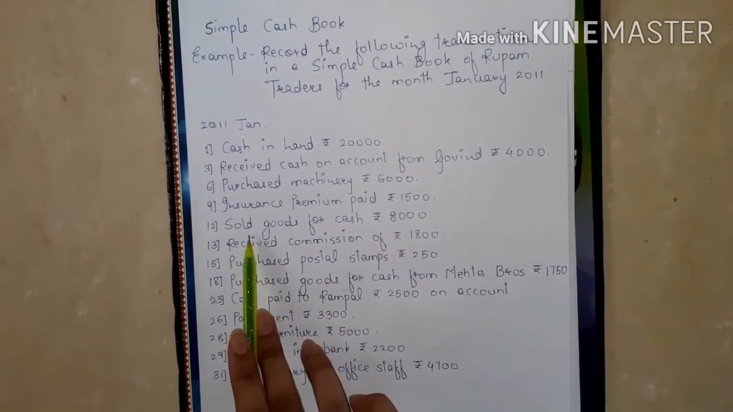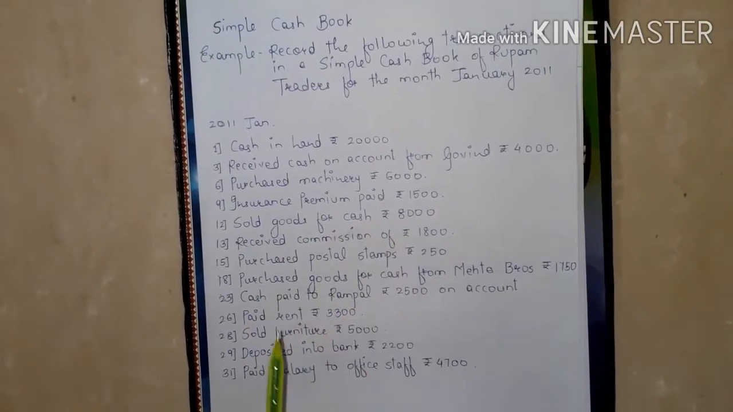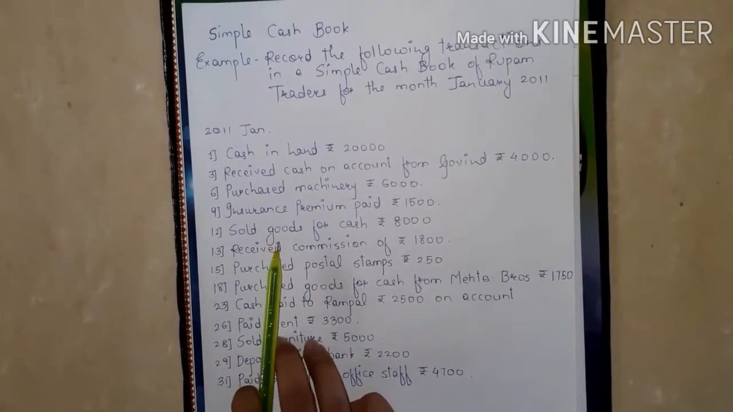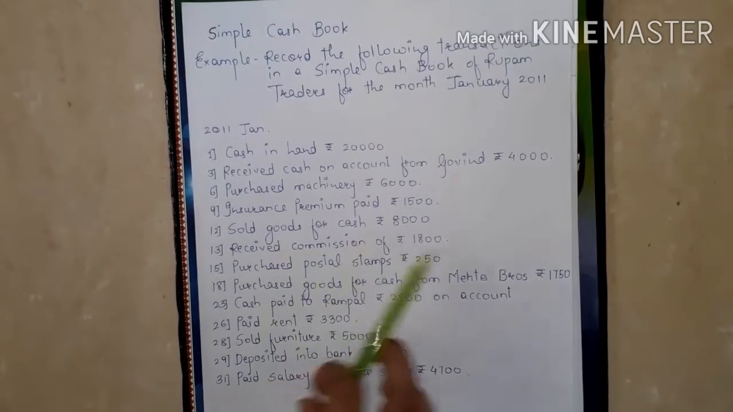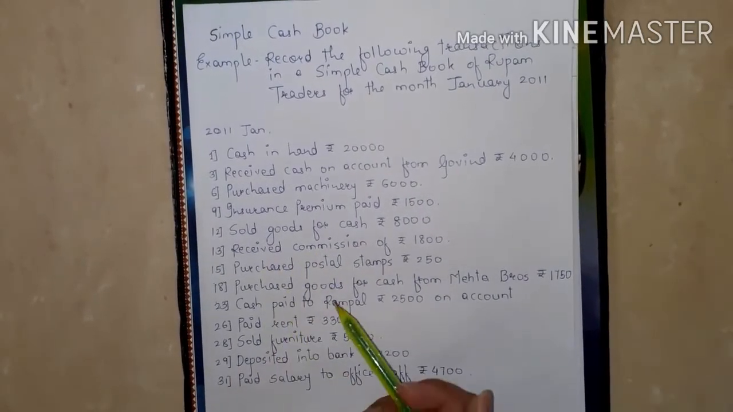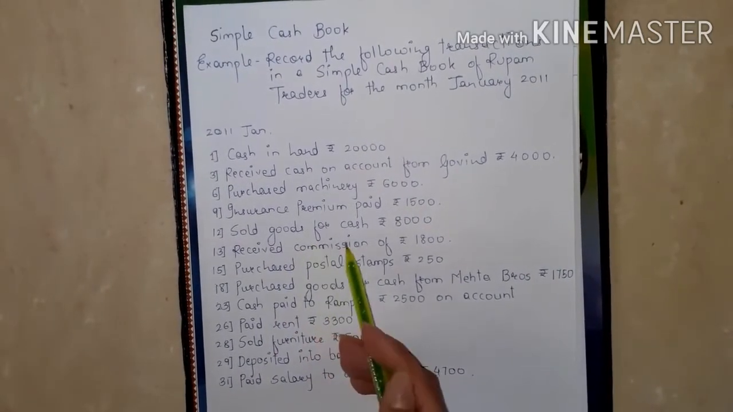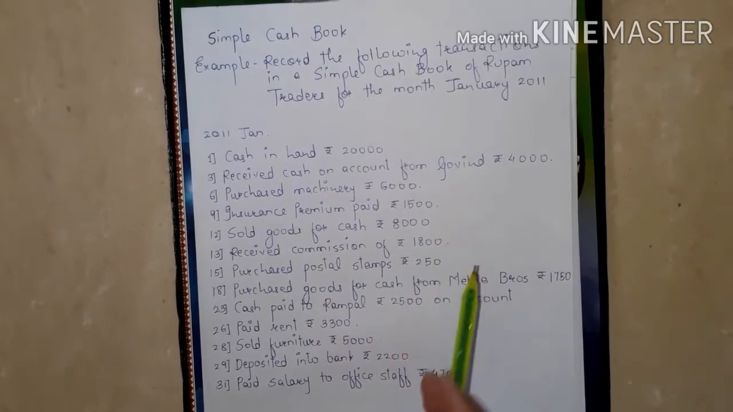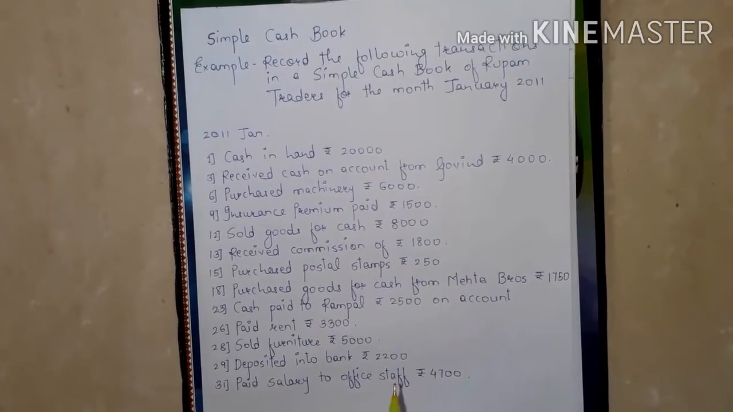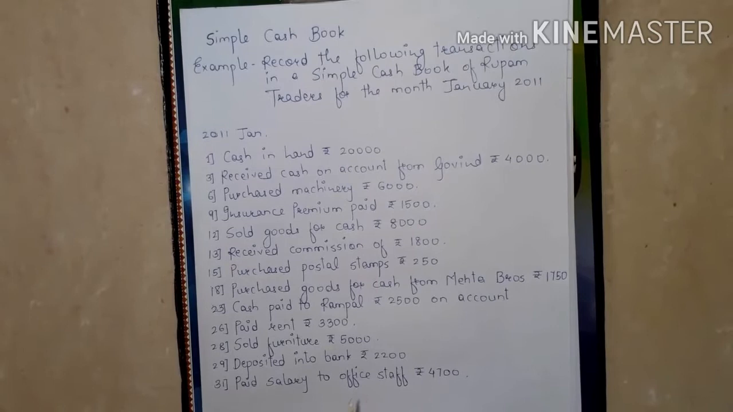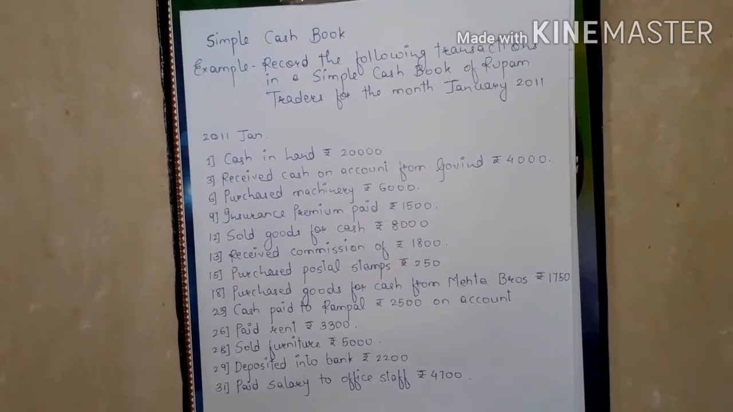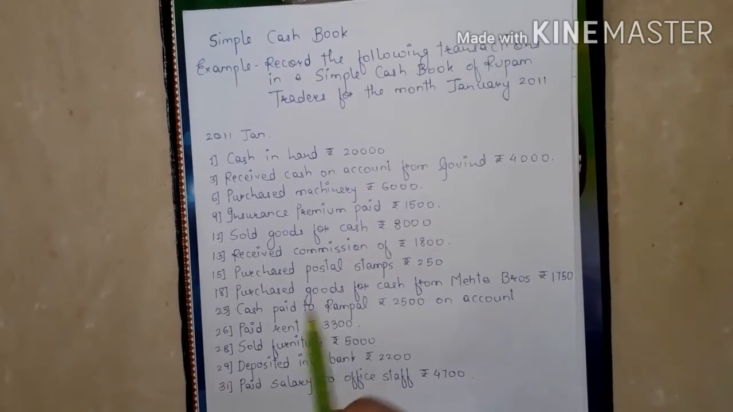Next, on 12th January, sold goods for cash rupees 8,000. So many times I have told you this, sold goods for cash. Again, I will tell you. Here, we have sold goods of rupees 8,000 and immediate payment for those goods is made to us in cash by the buyer. That is called sold goods for cash.